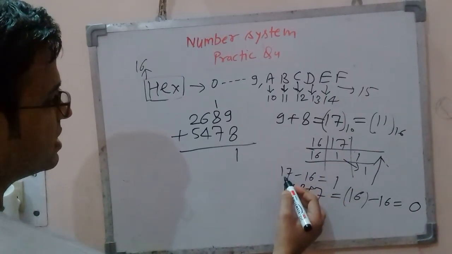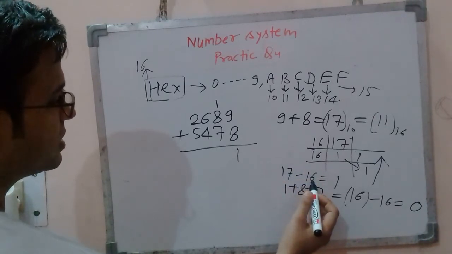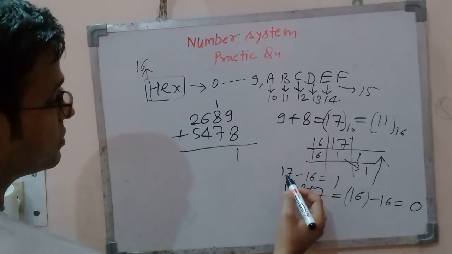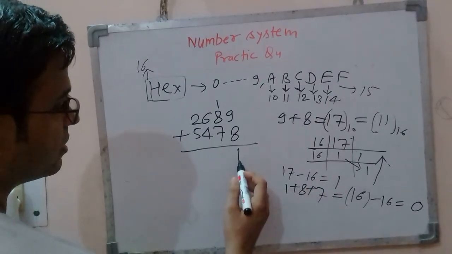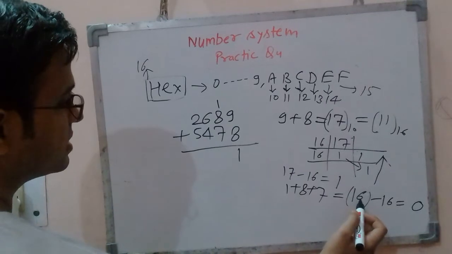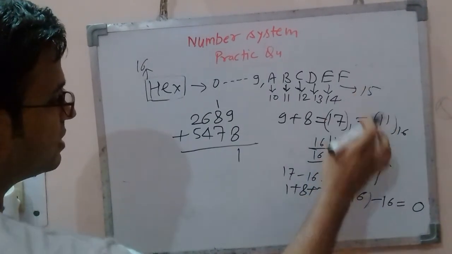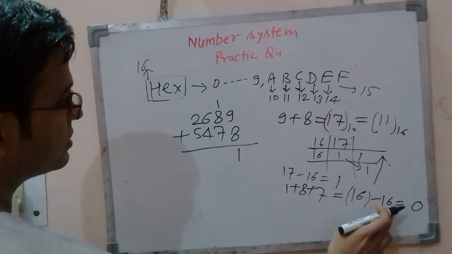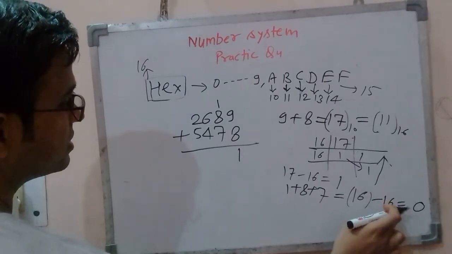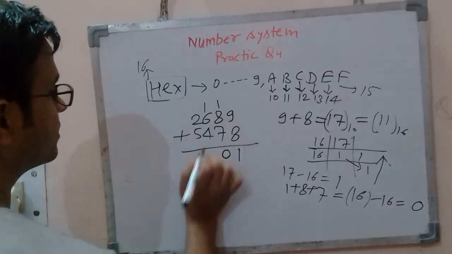So here the number exceeds 15, that means this is 17, which is more than 15, that means subtract the base of the hexadecimal system, that is 16. So 17 minus 16 is 1, you write 1 here. Now 1 carry, 1 plus 8 plus 7 is 16. 16 is more than 15, so subtract 16, the base of the hexadecimal system. So 16 minus 16 is 0. So 0 is the sum and again 1 carry, right?